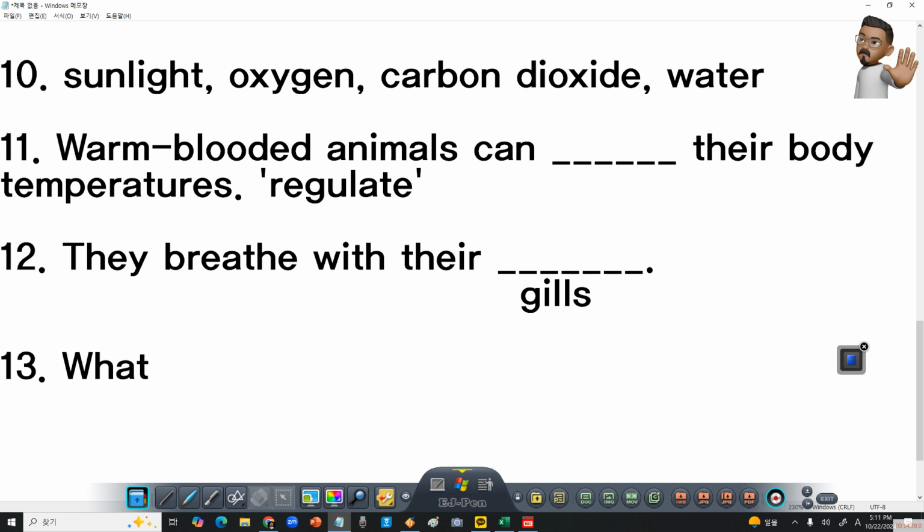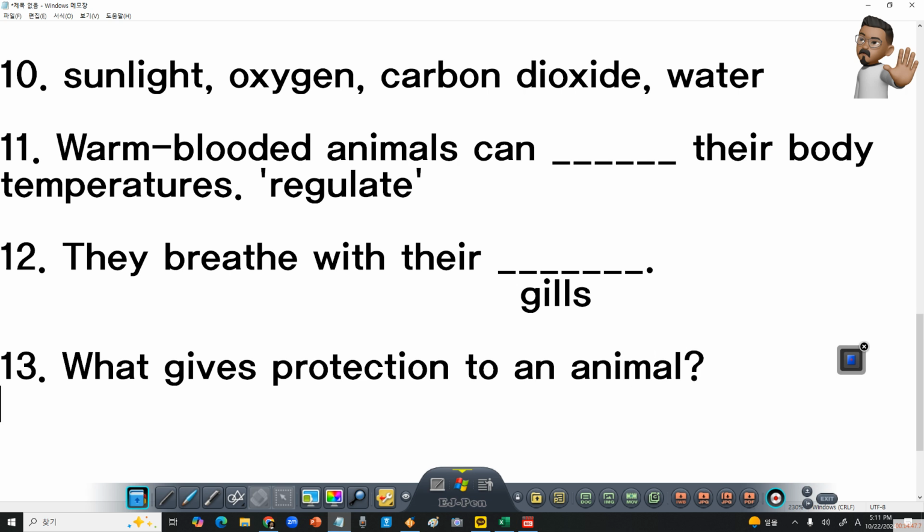Next, what gives protection to an animal? It starts with S. You know the animal needs a blank and food and water, air, things like that. This is like a habitat for an animal. What gives protection to an animal? 3, 2, 1, up! Shelter. The answer is shelter.